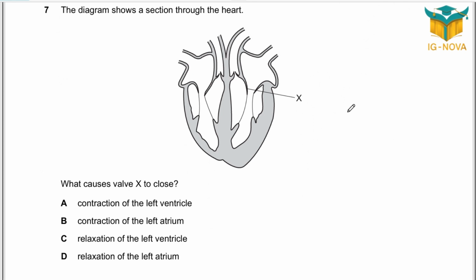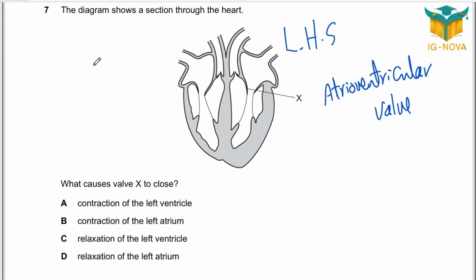X is the bicuspid or mitral valve. At A level in IGCSE it is the left atrioventricular valve on the left hand side, and this side is the right hand side. What causes the valve to close? When the pressure here in the ventricles is higher than the pressure here inside the atria. We are precisely on the left hand side.